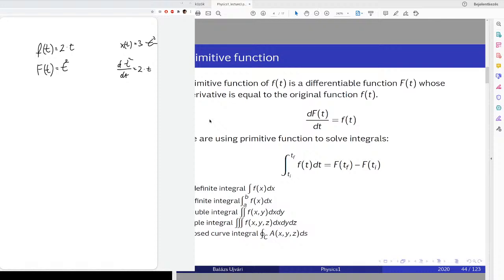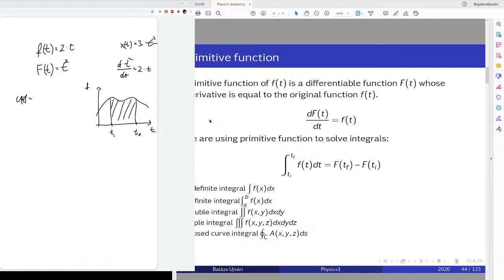What does integration, or integral, mean? We can have any kind of function. This is t. This is this f(t). If we integrate from t initial to t final, we get the area under the function. Why is it important? Let's see. We have velocity like 2t.